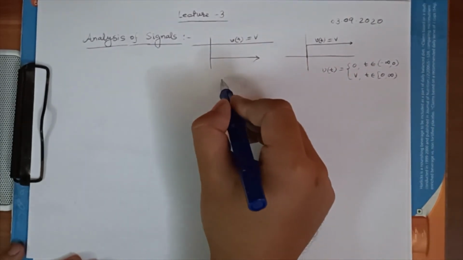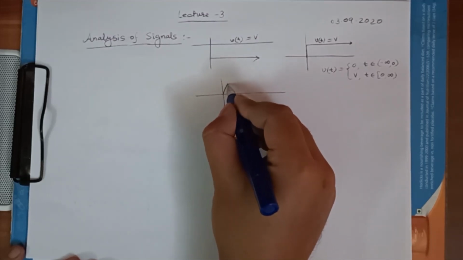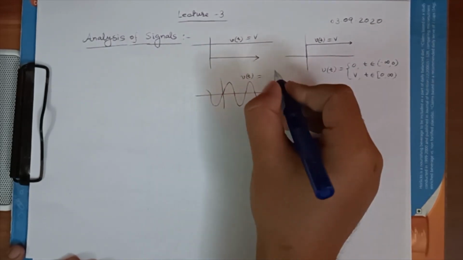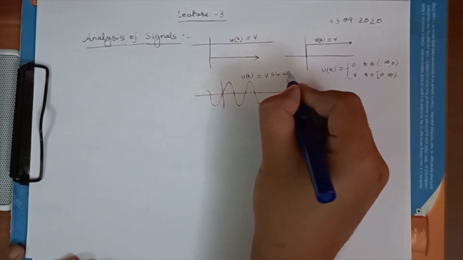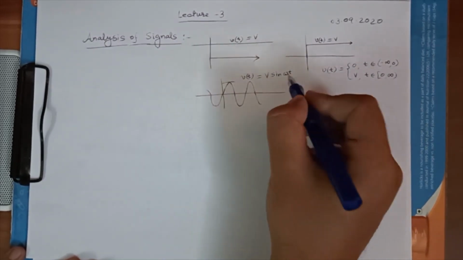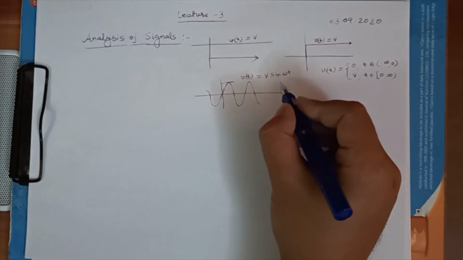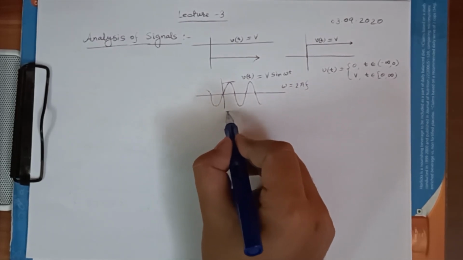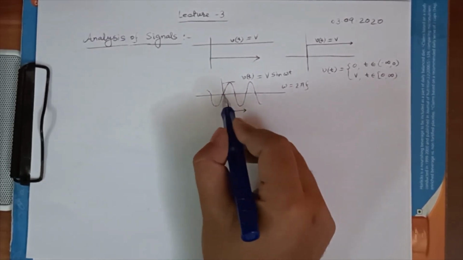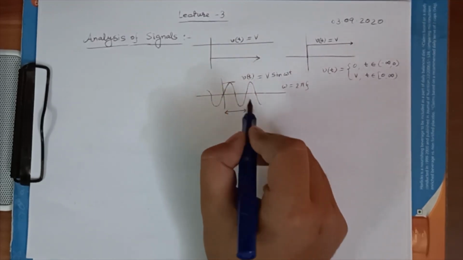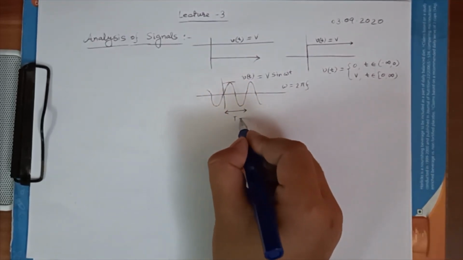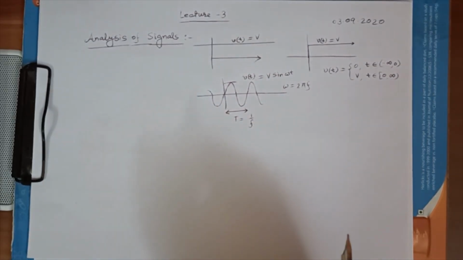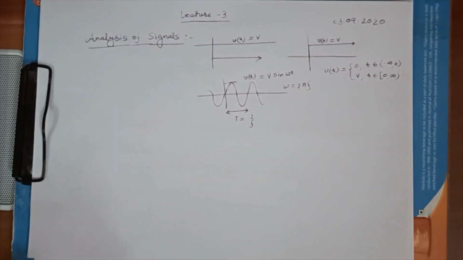So like that, or even sinusoid. We can represent V(t) as a sinusoid. So V(t) is equal to, say, it can run from minus infinity also, V sine omega t. Here this V is the amplitude and this omega is called the angular frequency, which can be written as omega is equal to 2 pi f, where f is the frequency and f is related to the time period of a sinusoid. That means this is a periodic signal, it repeats itself after every T unit of time, which is equal to 1 by f. So this is called the time period.